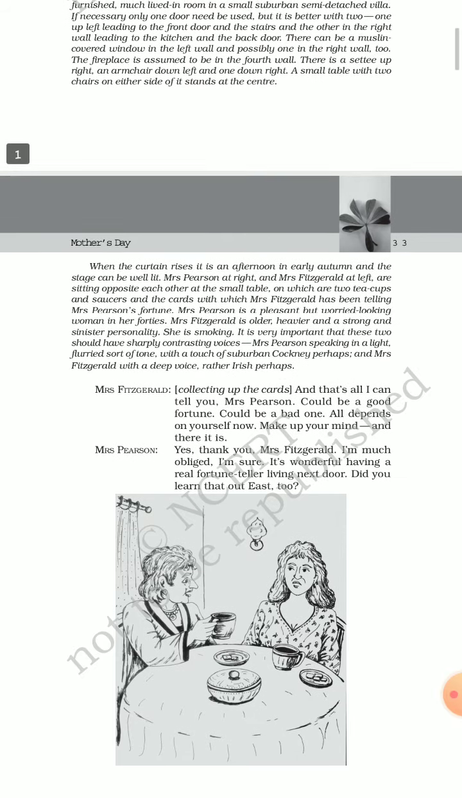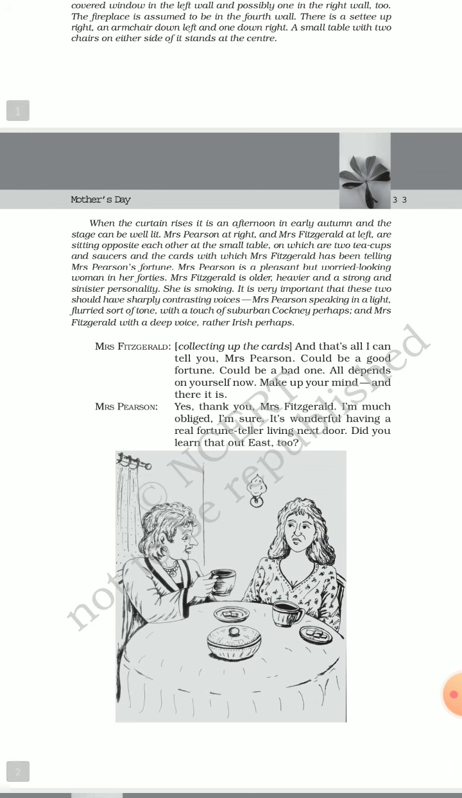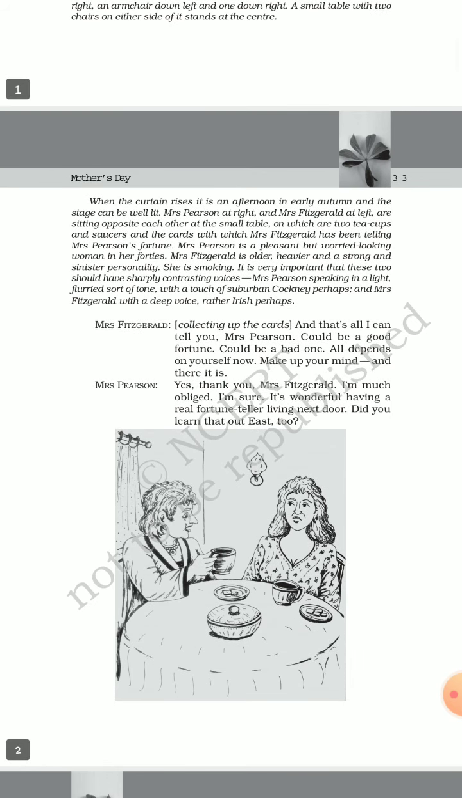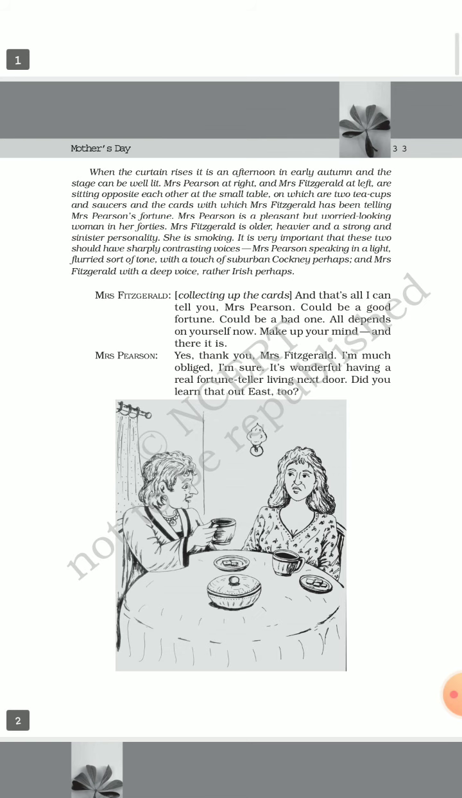Now we will get some information about two main characters. As you know, the entire drama revolves around Mrs. Pearson, and she is there. Along with her, Mrs. Fitzgerald is also there, and you can see the stage direction. It is written Mrs. Pearson at right and Mrs. Fitzgerald at left, and they are sitting opposite each other at the small table, on which are two teacups and saucers and the cards with which Mrs. Fitzgerald has been telling Mrs. Pearson's fortune. So we get to know many other information.